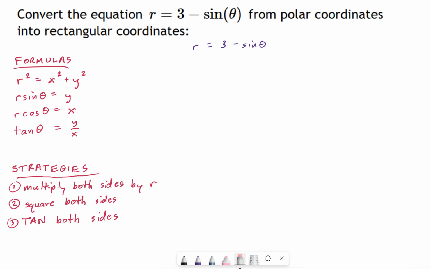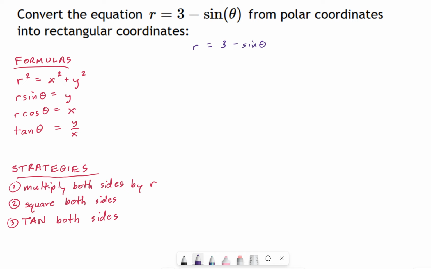And what I usually say is we want to try to get one of these, or several, we want to get some of these formulas over here on the left. We want to have those appear, because when those appear, I can turn things like r sine or r cosine into those y's and x's. And the strategies that we're going to use for this is one of these things on the bottom left. We're going to multiply both sides by r. We're going to square both sides. Sometimes we take the tangent to both sides. That's not very common. Could be useful sometimes.